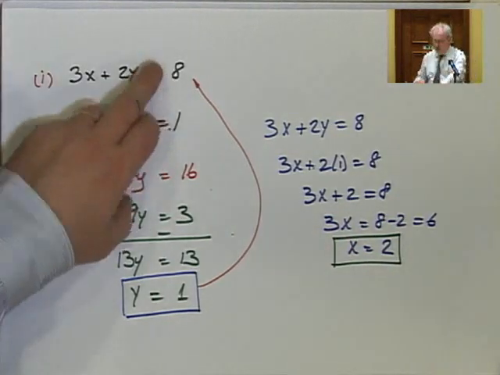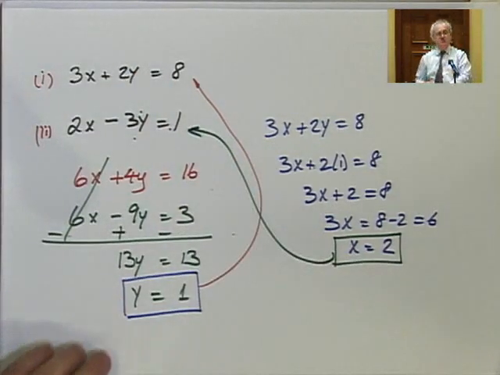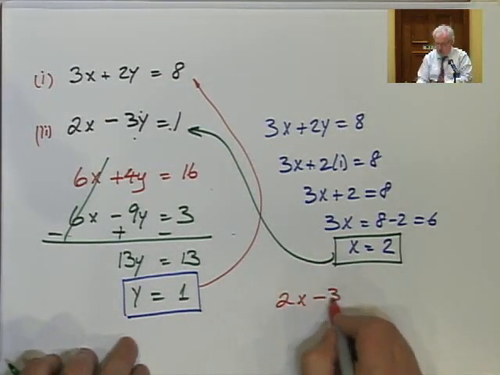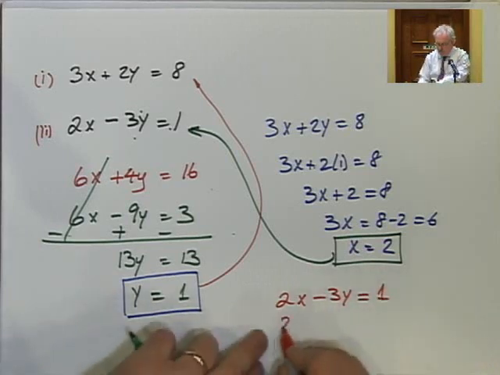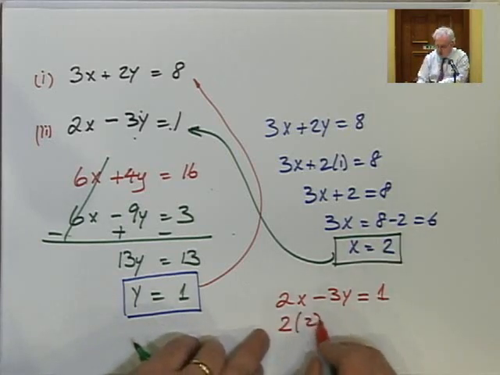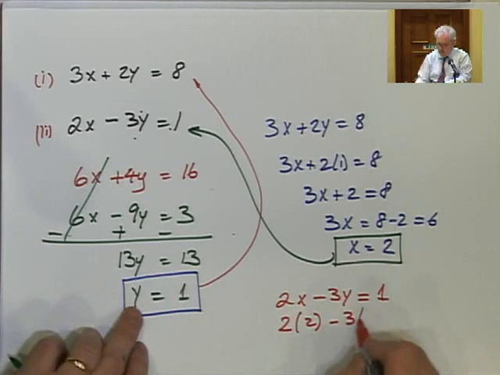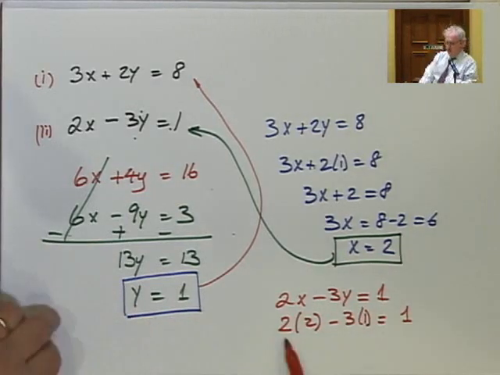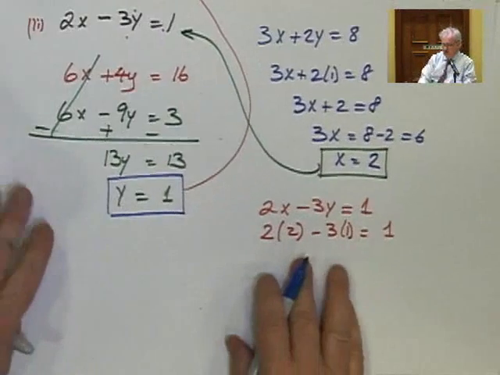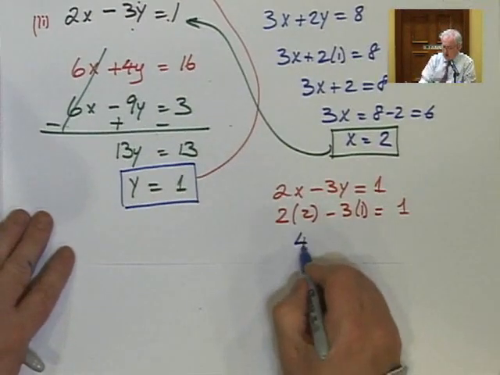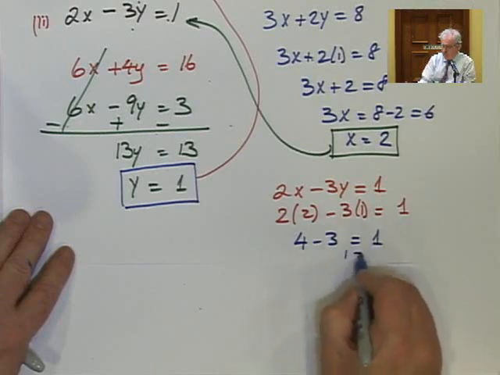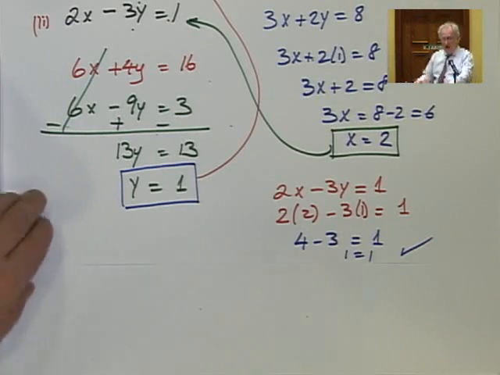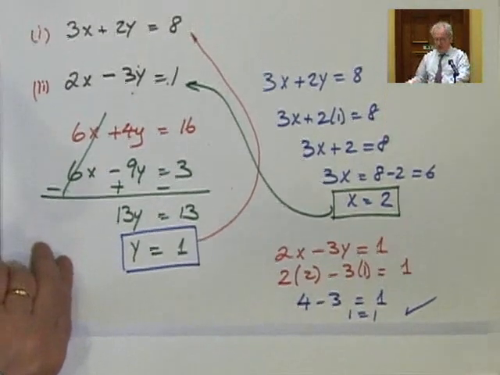But because I chose the first equation, I may as well check it with the second equation, and just see if I've got it right. 2x minus 3y is 1. 2 times x, well, that's 2. Minus 3 times y, that's 1, is 1. So is that correct? 2 times 2 minus 3, well, that's 4 minus 3 is 1. 1 is 1. It looks correct to me. Okay? So it looks like the answers are 1 and 2.